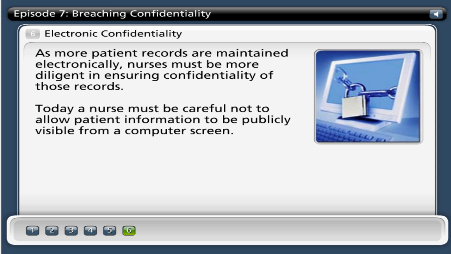What about electronic confidentiality? As more patient records are maintained electronically, nurses must be more diligent in ensuring confidentiality of those records. Today, a nurse must be careful not to allow patient information to be publicly visible from a computer screen.